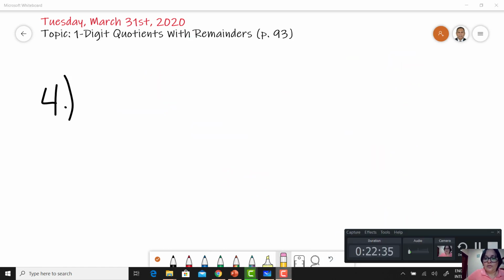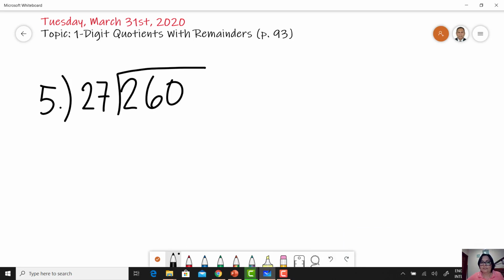So number 5 says 260 divided by 27. So how many numbers do you have in here? 2. So you are going to take 2. Can you divide 26 into 27? No, right? Because 26 is less than 27. So we have to take another number from the dividend. So we have to divide 260 by 27.